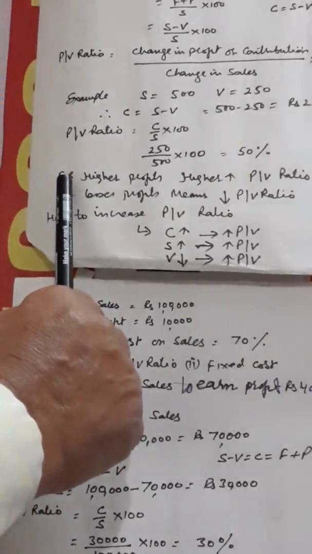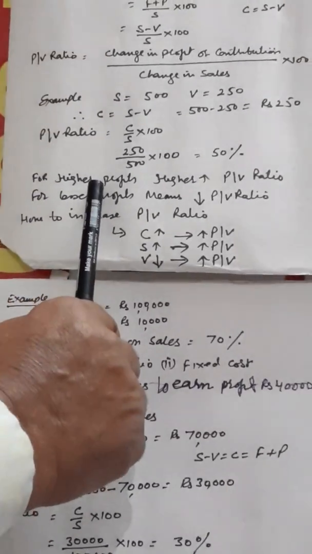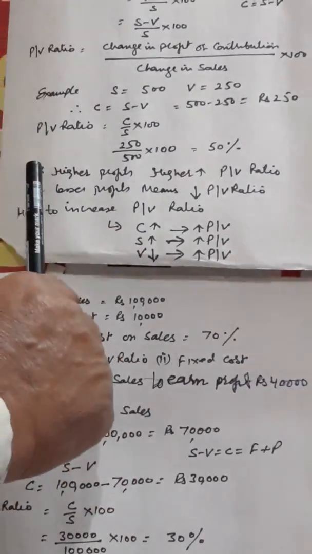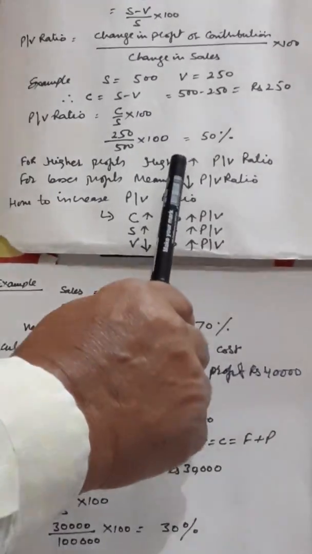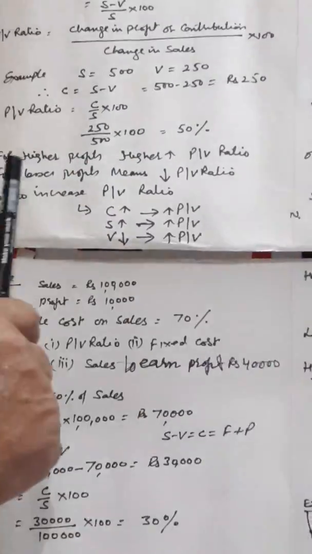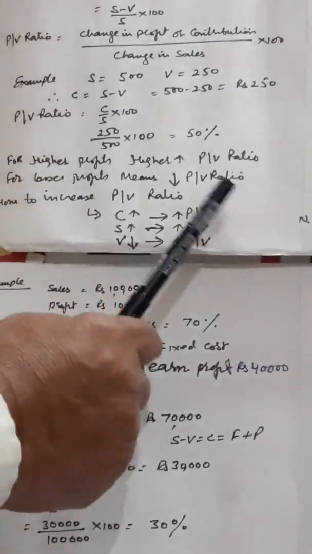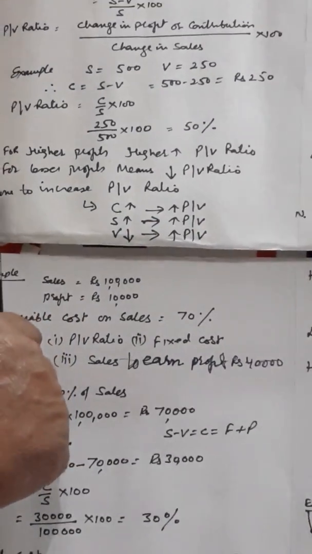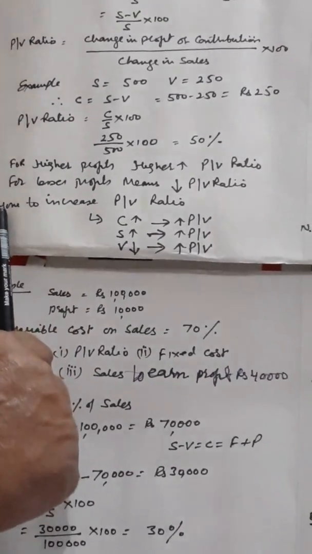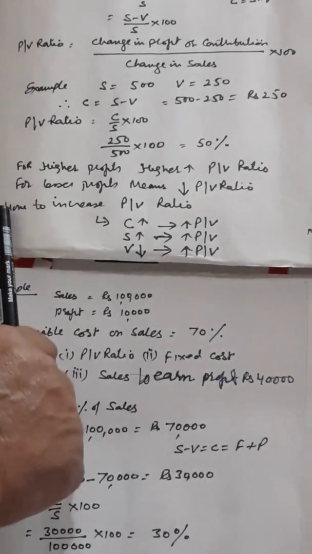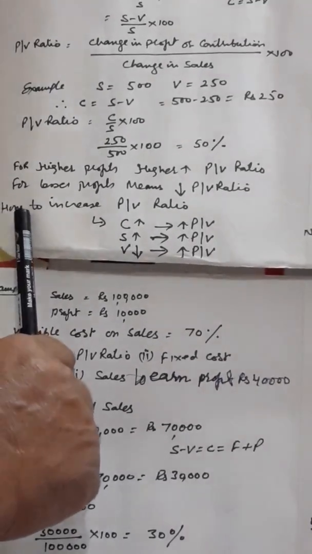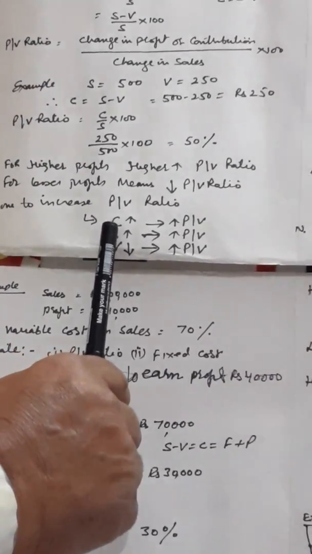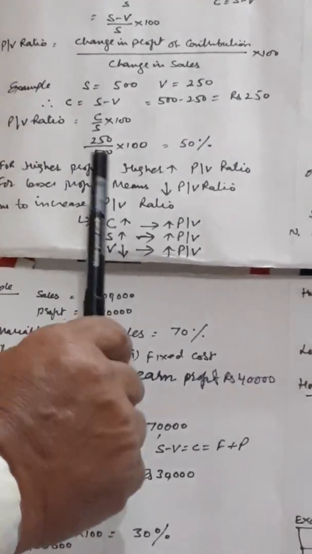Now there is an important point to note down as far as PV ratio is concerned. If we are to earn higher profits, then we should increase PV ratio. It means for higher profits, higher PV ratio should be there. And for lesser profits, it means lesser will be the PV ratio. Every businessman will try to improve PV ratio. How can we increase this PV ratio? We can increase PV ratio by increasing contribution.